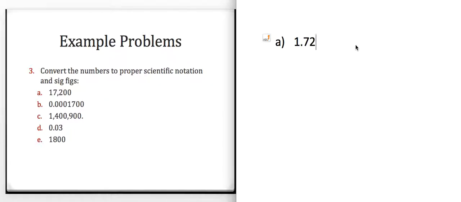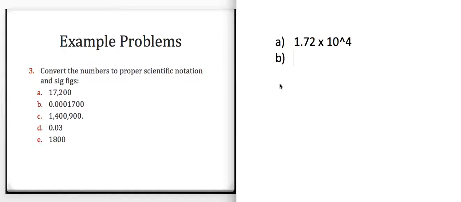So I'm going to leave those zeros off. And this is going to be times 10. And we're going to go over here and look. This is a big number, so this is a positive exponent. 1, 2, 3, 4 places. So this is to the fourth.